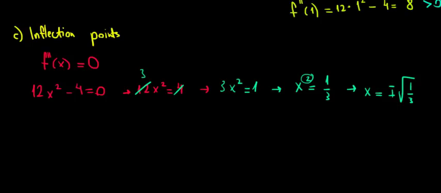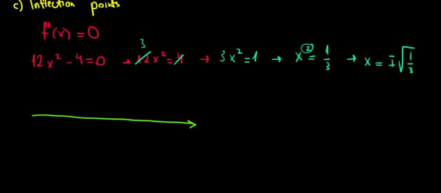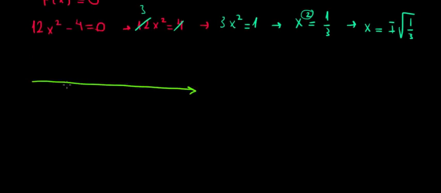Now, how can we solve this further? We put it on a number line. And on the number line, we give values to the left and to the right of minus 1 over square root of 3 and plus 1 over square root of 3. So let's write it here. We have negative square root of 1 over 3. We have positive square root of 1 over 3. And we're using it for the second order derivative. And please make sure that we're plugging the values into the second order derivative.